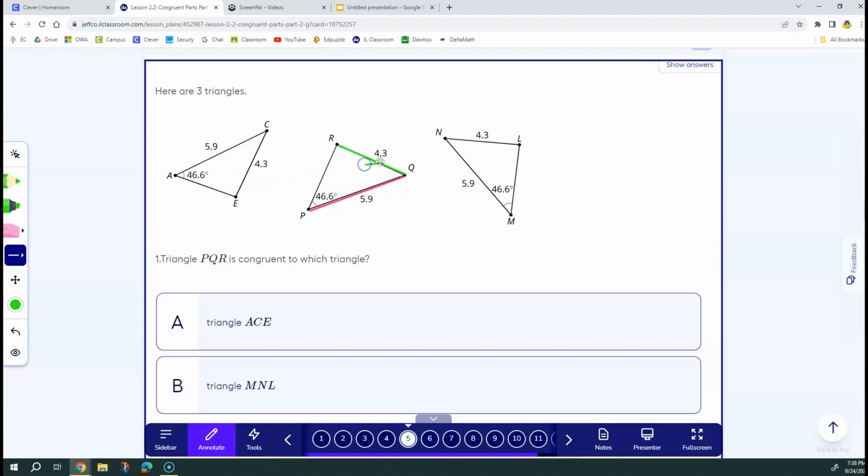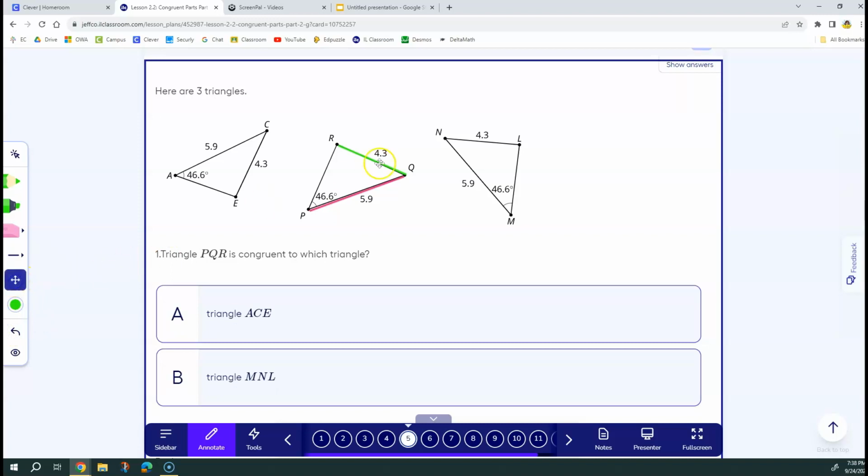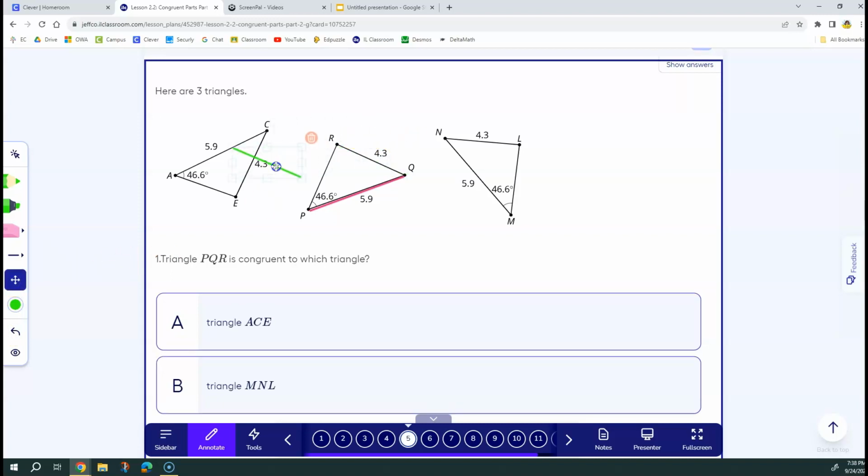So I'm going to come over here, oops, undo, and there we go. I'm going to come over to triangle ACE first. And this one happens to match, alrighty. And then I will move over here to triangle MNL.